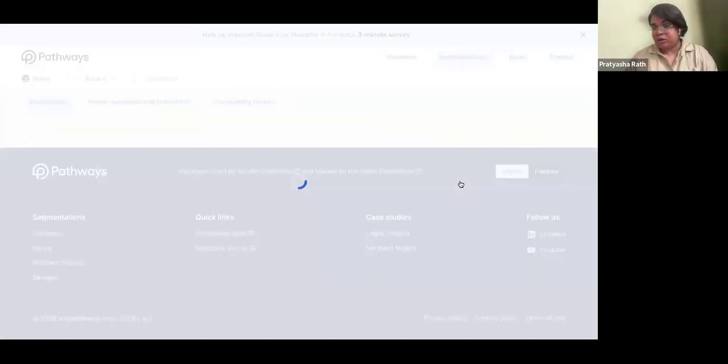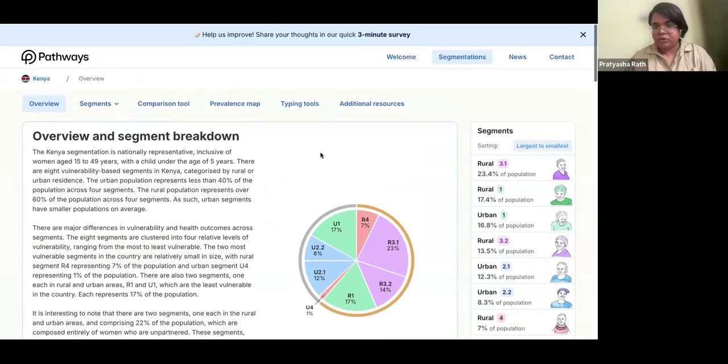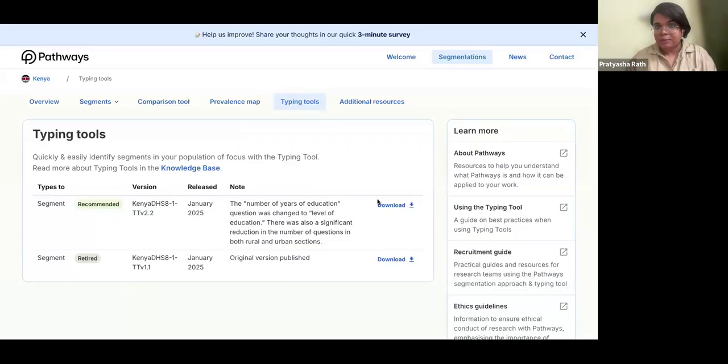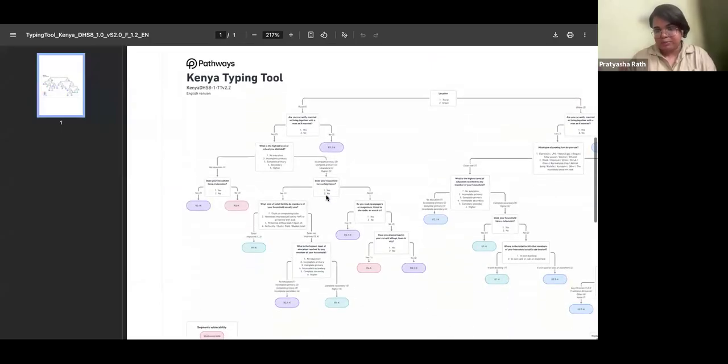Right at the introduction part, you can also see some of this prevalence data. You can go back, and if you go to this part, this is where you can get the typing tool, and this is the typing tool. I'll probably not go a little deeper into this, but the typing tool is accessible to everyone on the platform when you access any segmentation. And you can use this for identifying people belonging to different segments. Like MSI used an analog version, you can use a digital version as well. And this is a decision tree that immediately allows you to understand which person belongs to which segment based on certain questions.